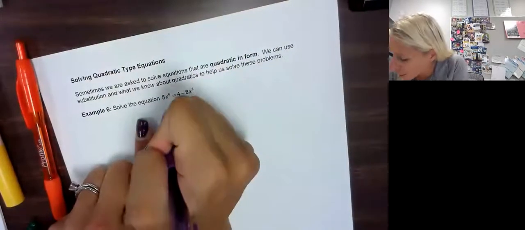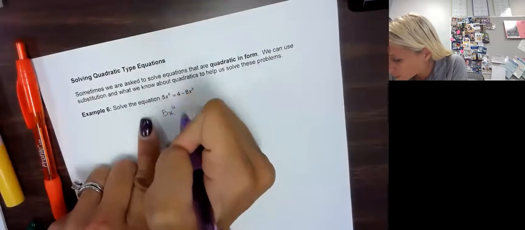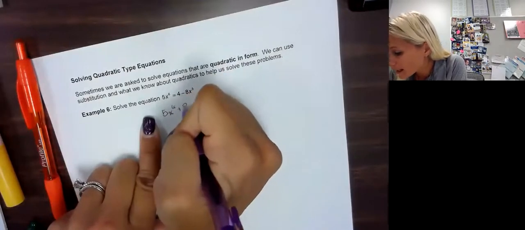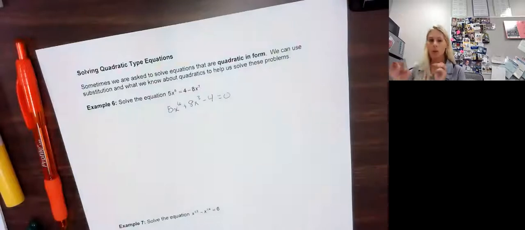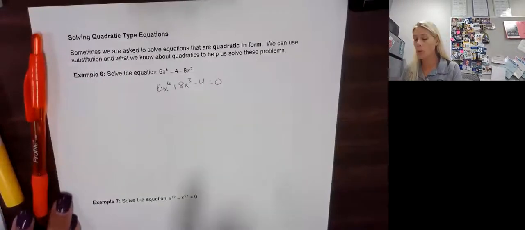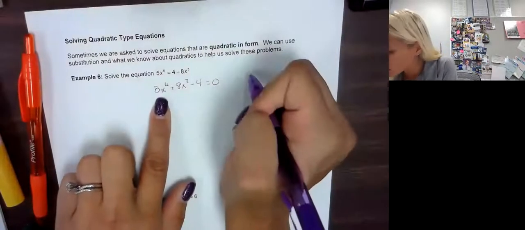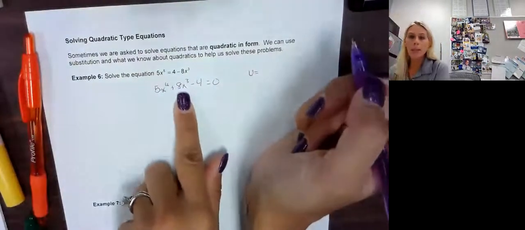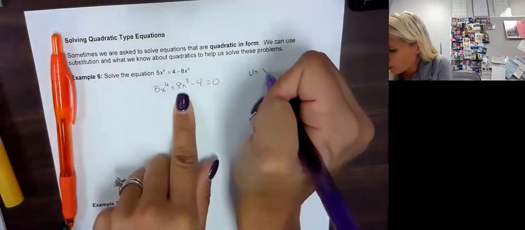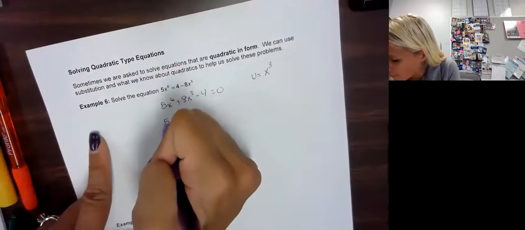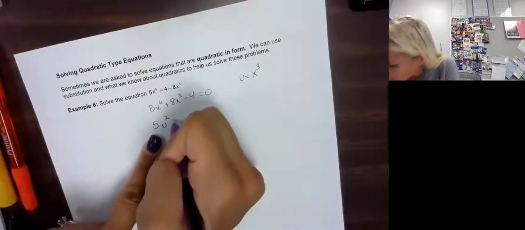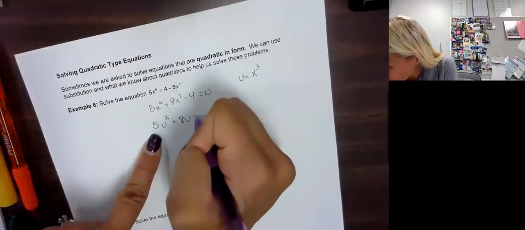First thing you want to do is move everything to one side. So we get x to the 6th plus 8x cubed minus 4 equals 0. One of the things I always want to point out to make this quick for you guys is that when we use u substitution, your u will always be the middle one. So I'm actually going to have u being x cubed, which makes sense now because if I plug that back in, how do you make x to the 6th? Well, that's just x cubed squared. So I make it 5u squared plus 8u minus 4.